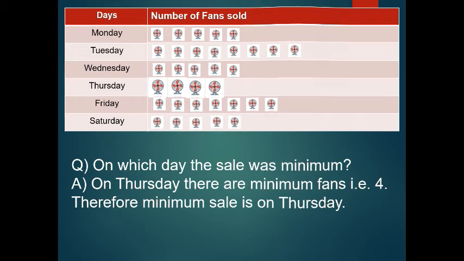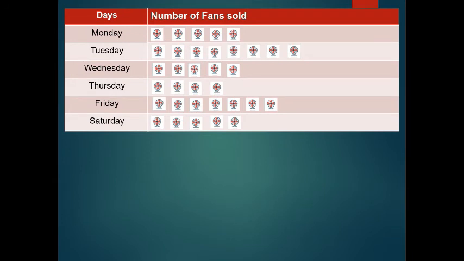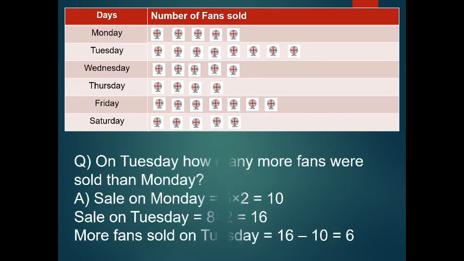Next question. Now in this question it has been said, on Tuesday how many more fans were sold than Monday? So for this, first of all we will calculate the sale on Monday. Then we will calculate the sale on Tuesday and then we will calculate the difference. So for calculating the sale on Monday, there are 5 images. So we have multiplied 5 by 2, that is 10. Then for sale on Tuesday, there are 8 images. So 8 is multiplied by 2, that is 16.